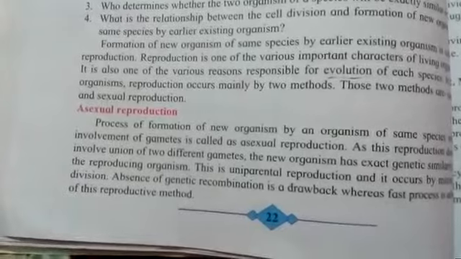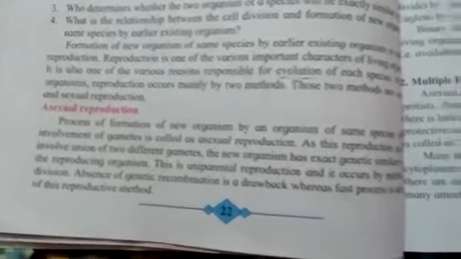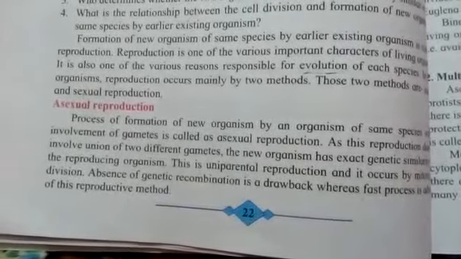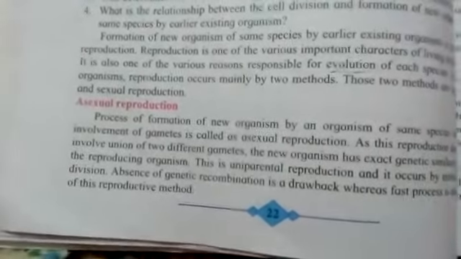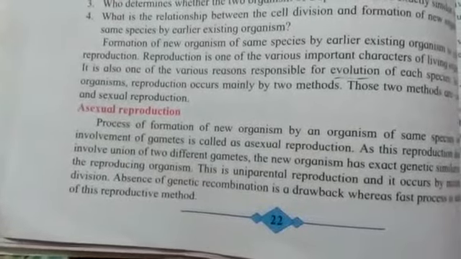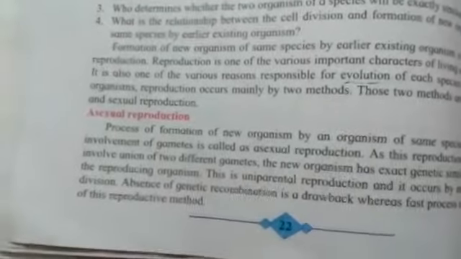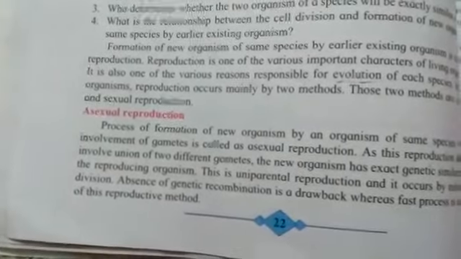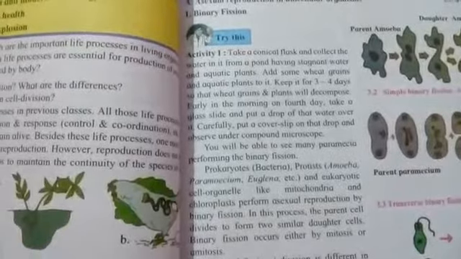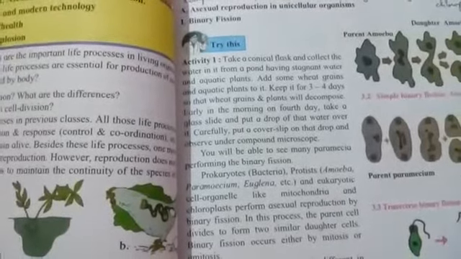And then what is the advantage? It is a very fast process, and at a time many organisms come into existence from a single organism. So it is not a time consuming process as in the case of sexual reproduction. Sexual reproduction is a time consuming process, but asexual reproduction is a fast process. Now, what are the types of asexual reproduction? Asexual reproduction can take place in unicellular organisms and also in multicellular organisms.